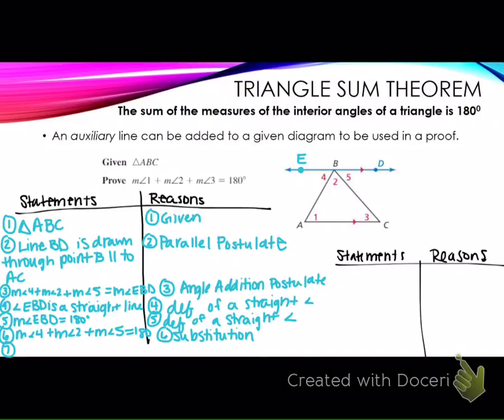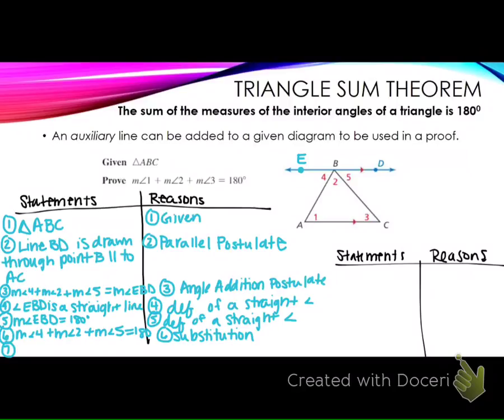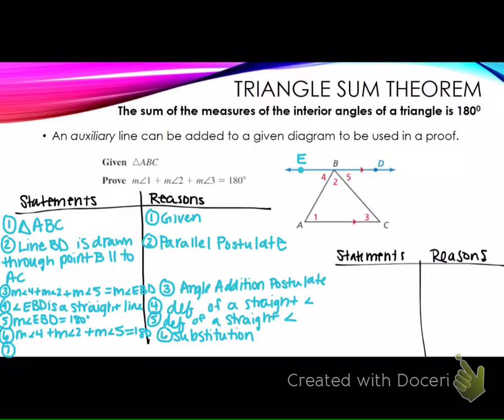Okay, these two lines are parallel. What do you know about angle 4 and angle 1? What kind of angles are angle 4 and angle 1? Think back to last unit. This line is extended out. Those are your parallel lines. What kind of angles are those? What do you know about alternate interior angles if their lines are parallel?